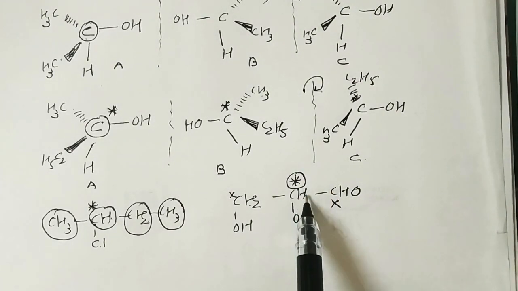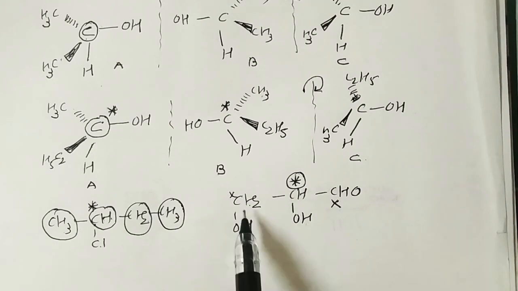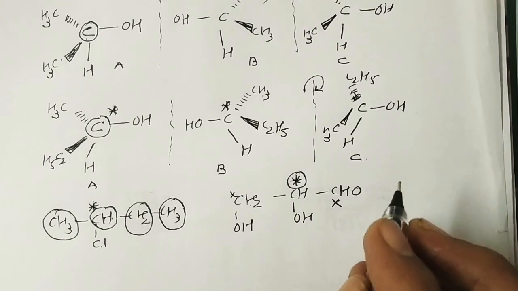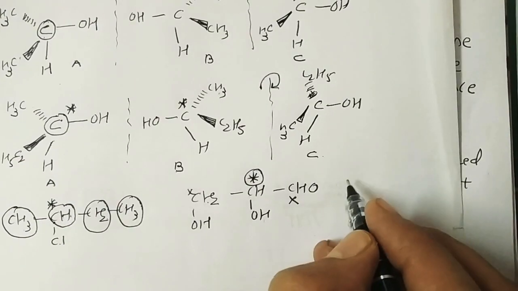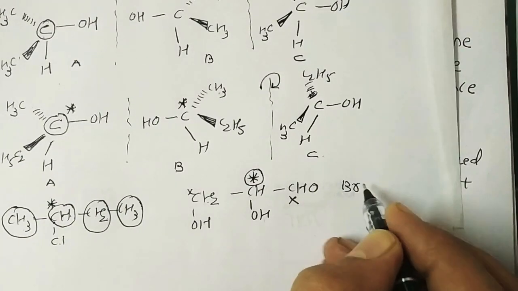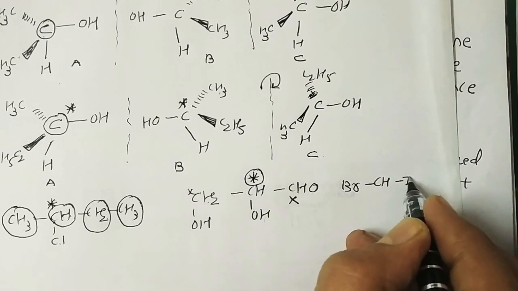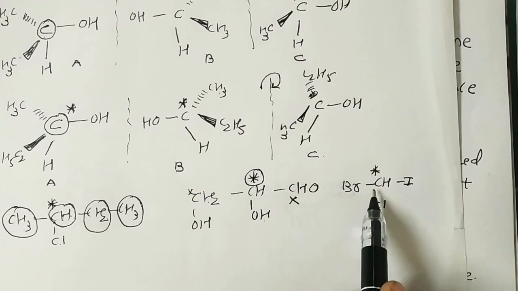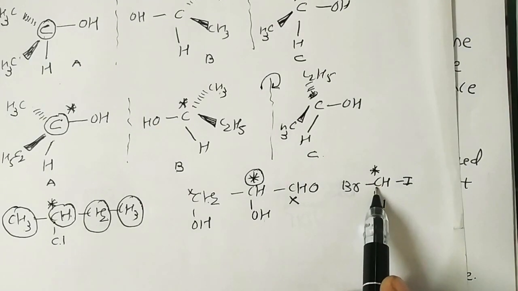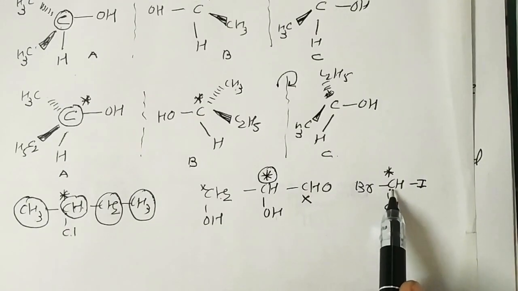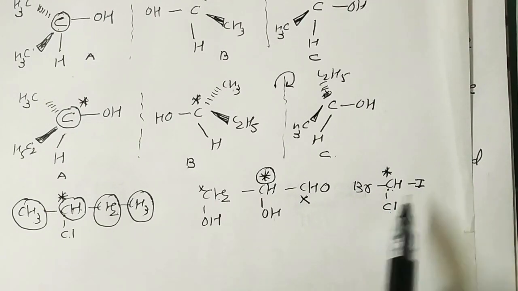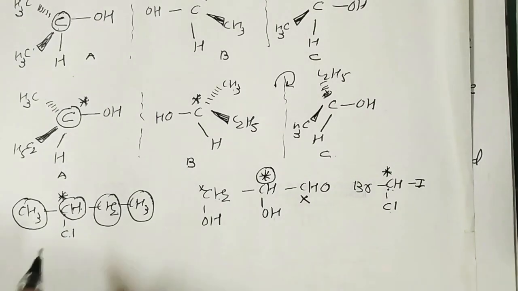Why? Because this carbon is attached with H, then OH, then CH2, and then CHO. So all 4 different groups are present. Same way, one more example which can be given like that: Br, CH, I, Cl. So in this case, your carbon is chiral in nature. Yes, this carbon is chiral because it is attached with hydrogen, iodine, chlorine, and bromine. All 4 functional groups are different, so definitely they are chiral in nature.